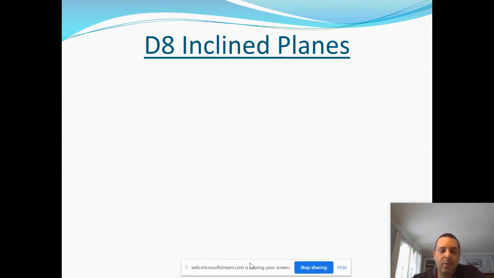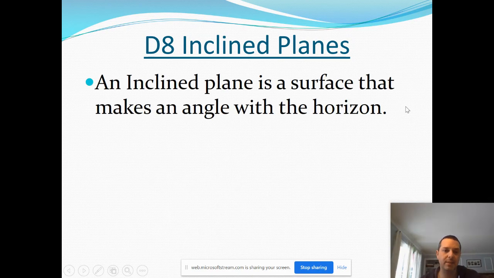In today's lesson, we're going to take a look at section D8, standard D8, inclined planes. To discuss inclined planes, first let's establish what I mean by that. And that is any surface that makes an angle with a horizontal. So if you're talking about the horizon or the horizontal, that's any angled surface which gravity would cause an object to want to go down.